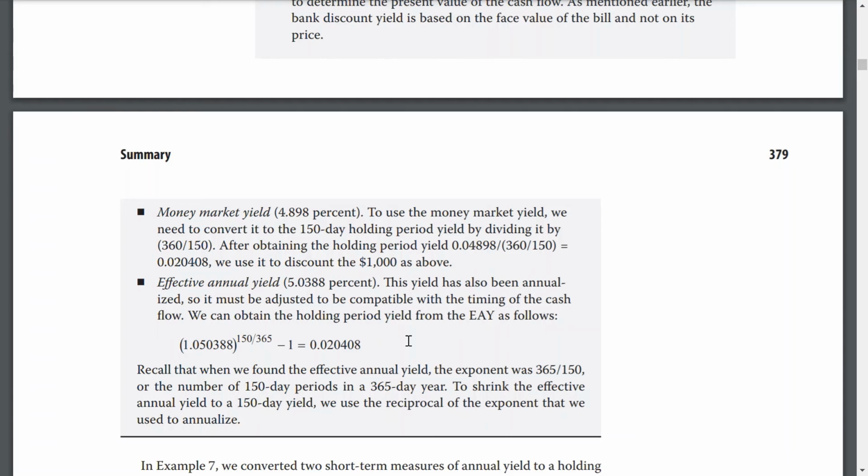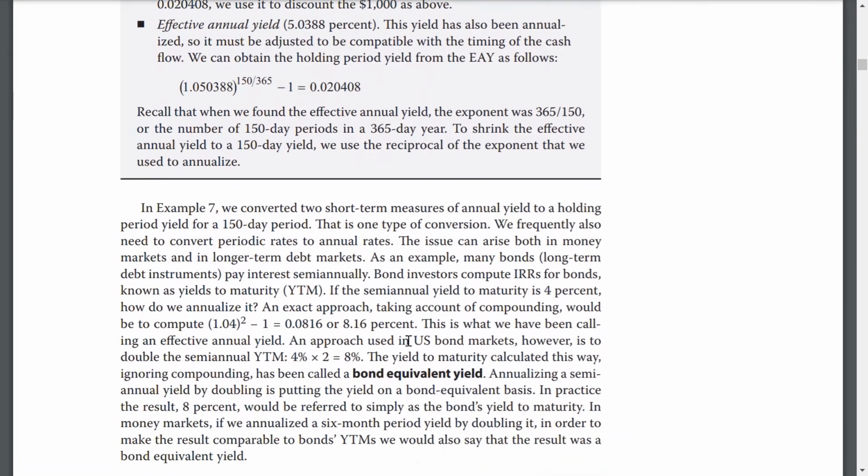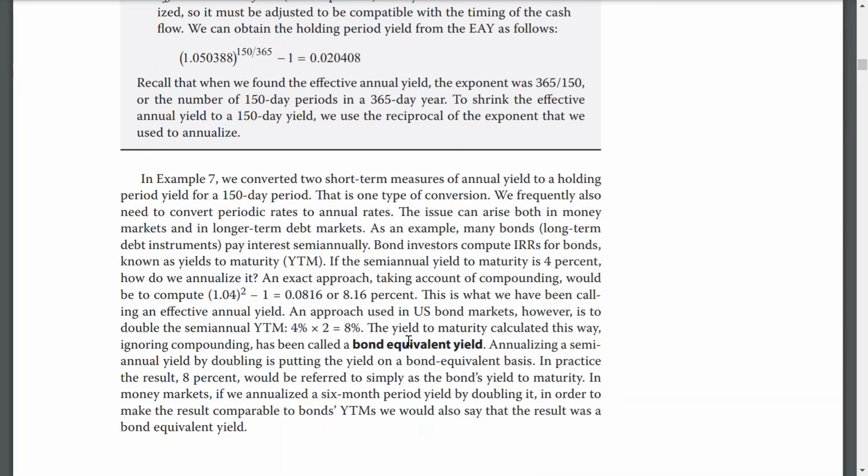Recall that when we found the effective annual yield, the exponent was 365 divided by 150, or the number of 150-day periods in a 365-day year. To shrink the effective annual yield to a 150-day yield, we use the reciprocal of the exponent that we use to annualize. In example 7, we converted two short-term measures of annual yields to a holding period yield.